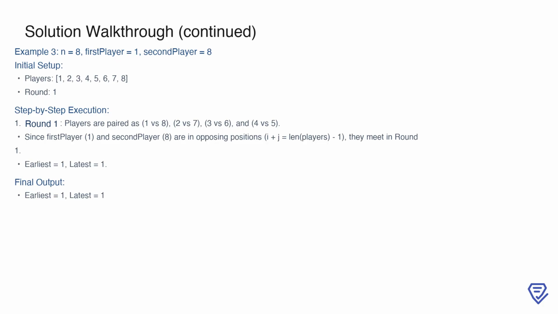For the final example, we have 8 players, numbered 1 to 8. In round 1, the players are paired as 1 versus 8, 2 versus 7, 3 versus 6, and 4 versus 5. Here, players 1 and 8 are directly competing because they occupy opposing positions. Their indices add up to the total number of players minus 1. Since they meet immediately in this round, the earliest and latest rounds are both 1. Therefore, the final output for this example is earliest equals 1 and latest equals 1.